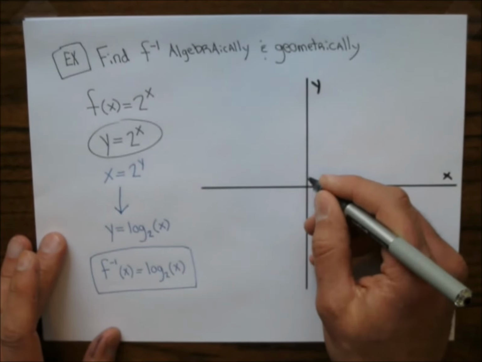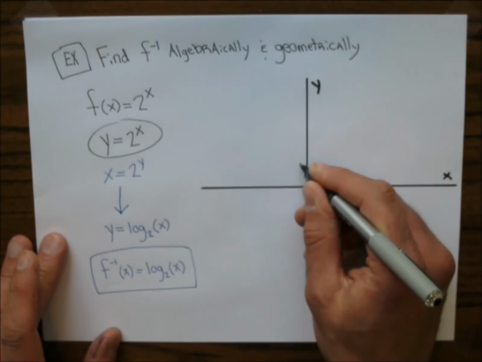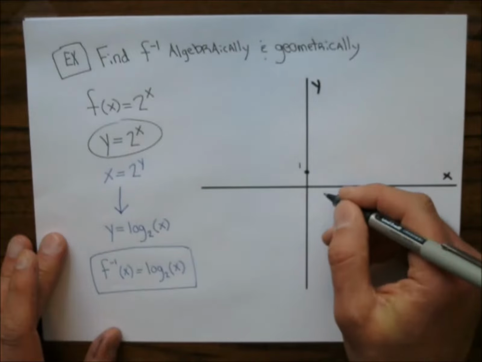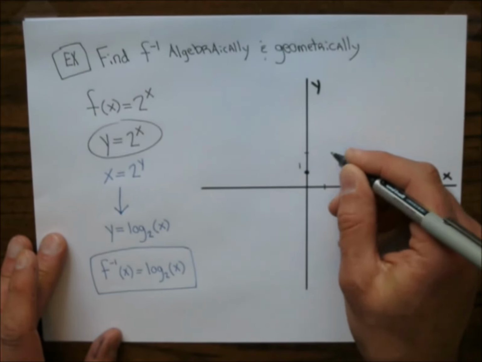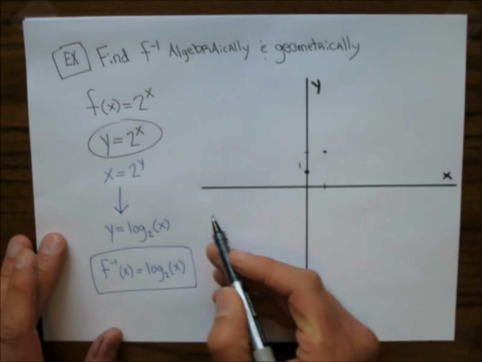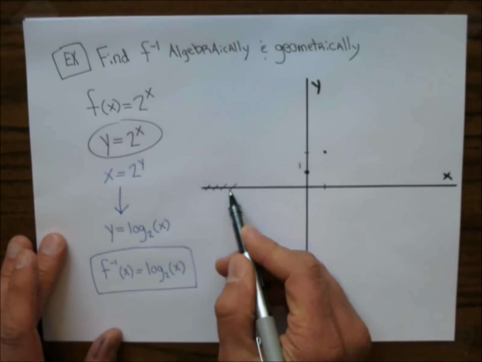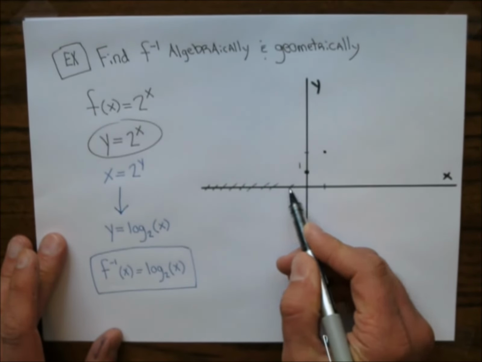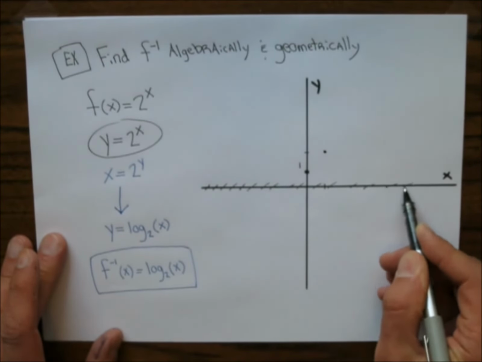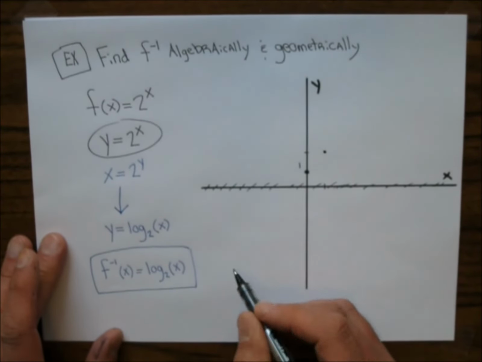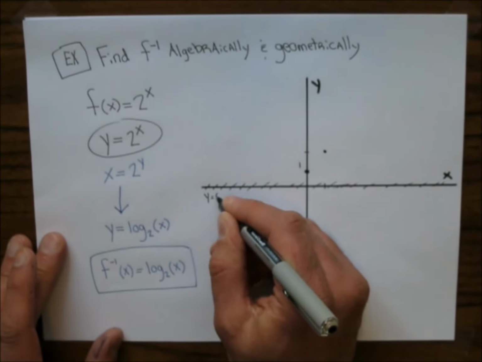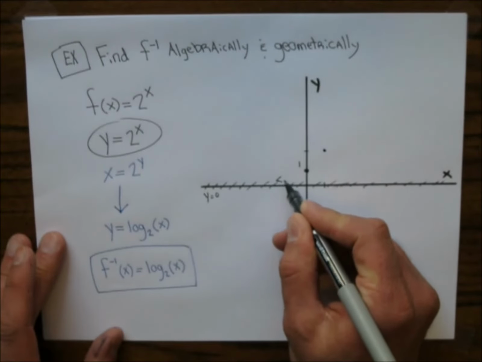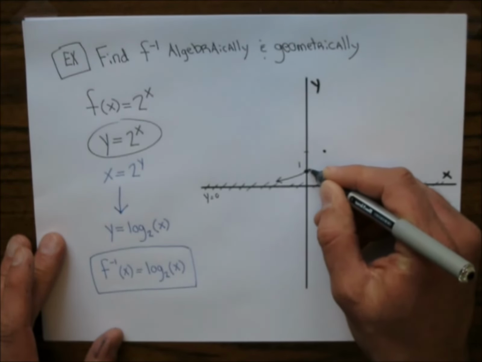And the thing to remember is it has a y-intercept of 1 and the point 1, 2. And it also has a horizontal asymptote. Here's the runway, this is y equals 0. And we have the plane taken off, so we'll just do a rough sketch here.